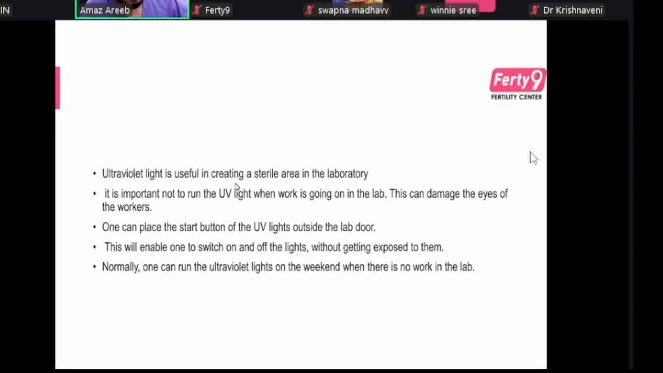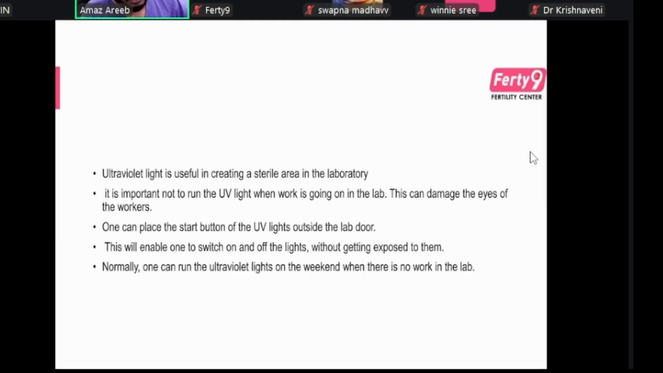The andrology lab should be covered. It should not have any windows per se, because visible light has some part of UV that can affect your sperm DNA. So if you have a window in your laboratory, try to have a curtain on it while processing the sperm or anything, or else the UV emitting from the outside can actually damage the sperm DNA.